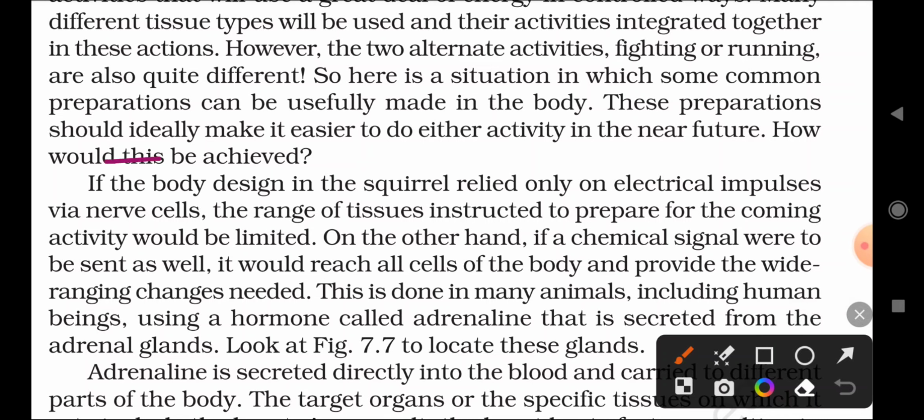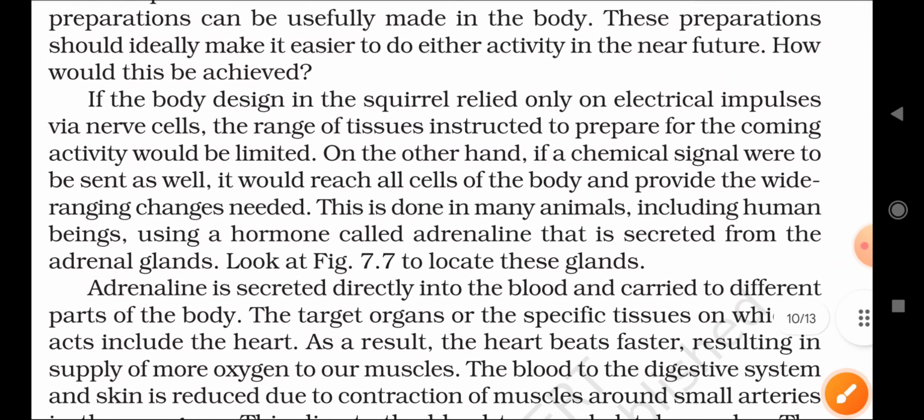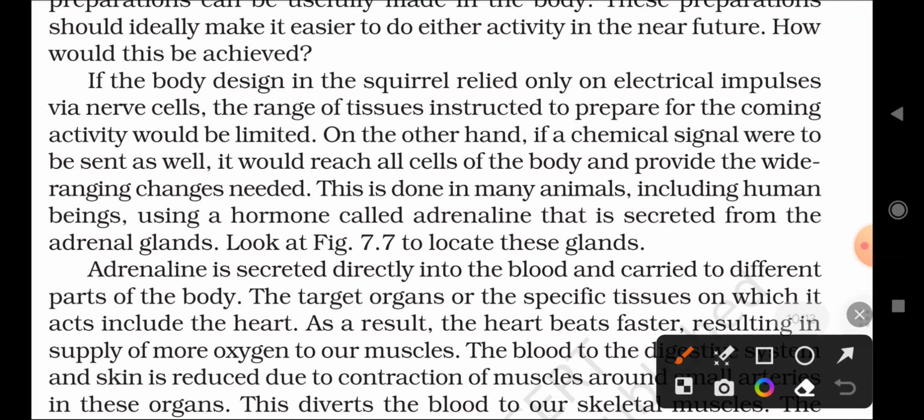How would this be achieved? The next question is how the body decides which activity should be taken. That is also decided by the release of some hormones. If the body design in the squirrel relied only on electrical impulses via nerve cells, the range of tissues instructed to prepare for the coming activity would be limited.